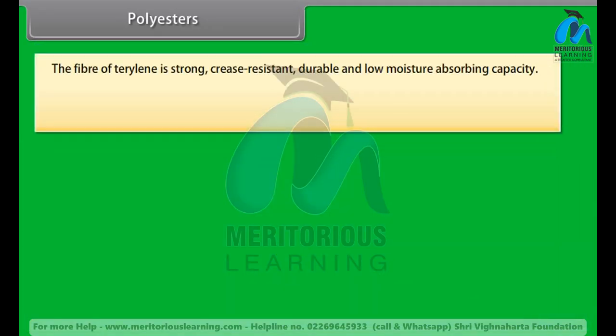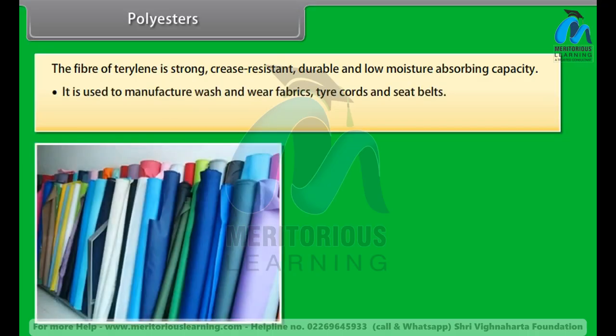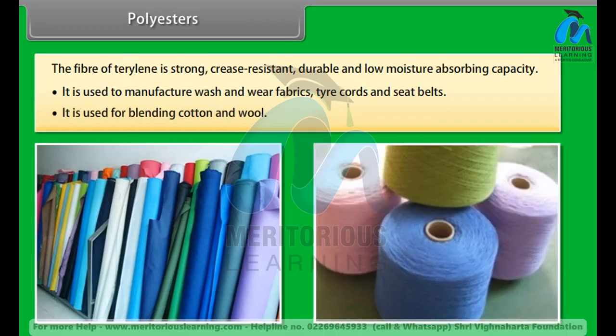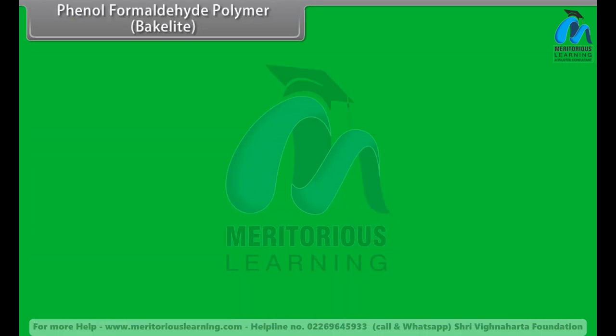The fiber of terylene is strong, crease-resistant, durable, and has low moisture-absorbing capacity. It is used to manufacture wash and wear fabrics, tire cords, and seat belts. It is used for blending cotton and wool to provide better finish and increase their resistance to wrinkles and wear and tear.